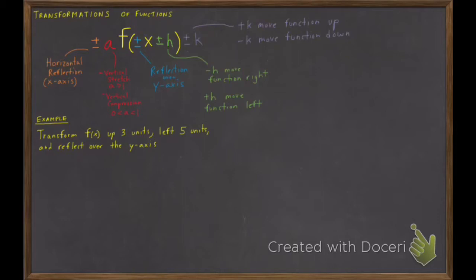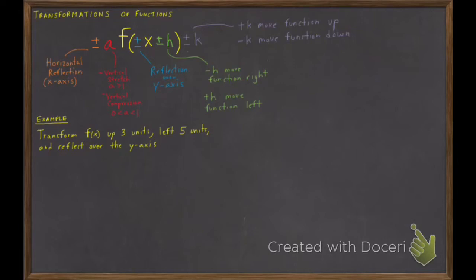The a in front of the function is a vertical stretch or a vertical compression determined by if a is greater than 1 or if a is between 0 and 1. If it's greater than 1, it's a vertical stretch, so we're stretching our function. And if it's between 0 and 1, we're vertically compressing that function.